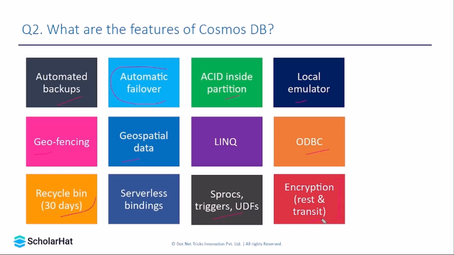The data that you have used in Cosmos DB would be encrypted both at rest and in transit. These are some of the features of Cosmos DB, and if asked in an interview, you have to explain these features and you have to name them in this way only.